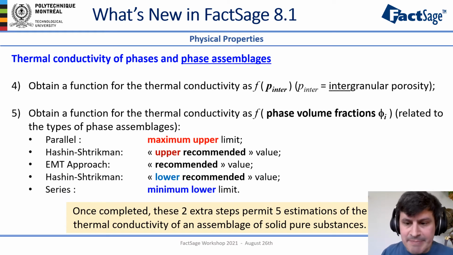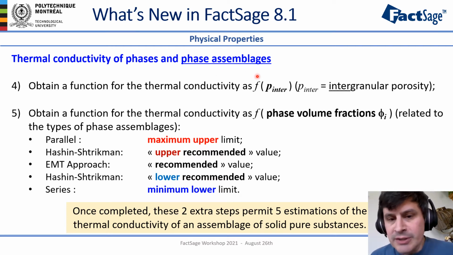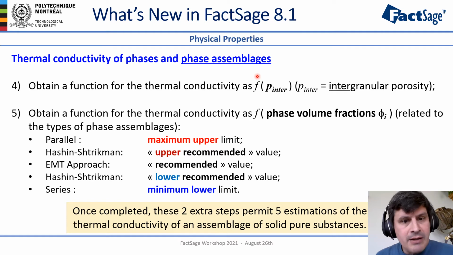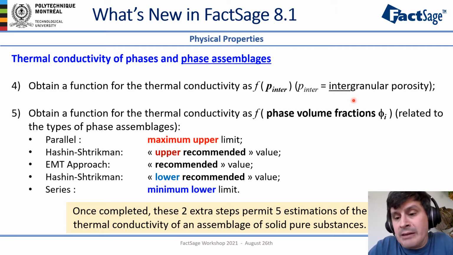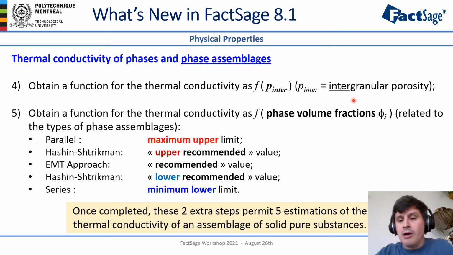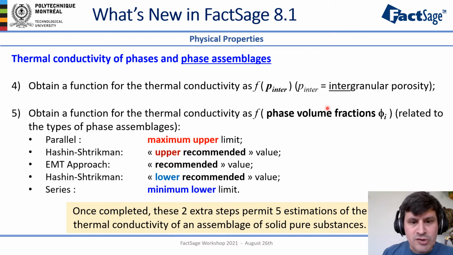The next 2 steps are done automatically to compute the thermal conductivity of phase assemblages. This is done by considering the intergranular porosity, which will be user entered. And this has a very strong effect, and there are some critical phenomena here. Beyond a given value of the intergranular porosity, there is a steep decrease of the thermal conductivity. But also we have to take into account the phase volume fractions, which are computed by equilibrium.